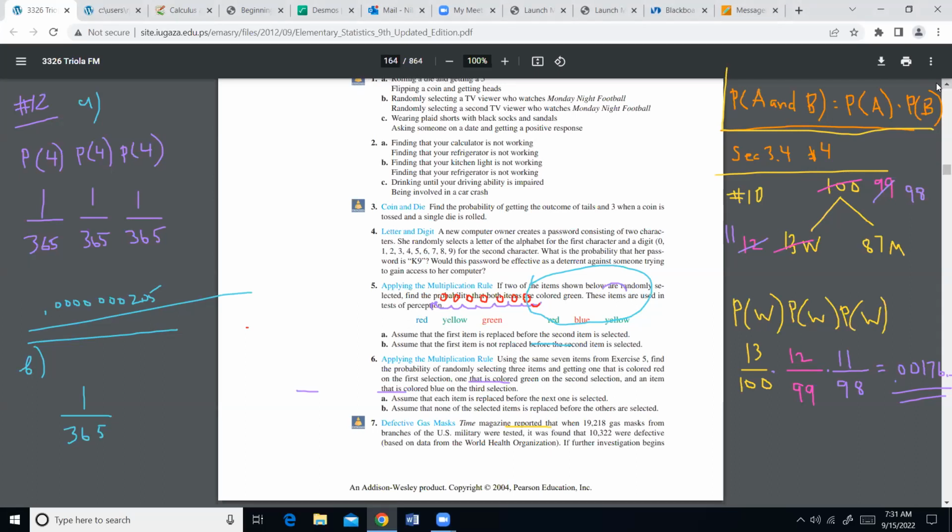And now I'd like to do a little problem, a nice problem for you, and then give you a quiz similar to this exercise. So I just saw a nice problem like exercise number 3 that talks about a coin and a die. So what you do is you look at the probability of getting outcome of tails and 3 when coin is tossed and a die is rolled.